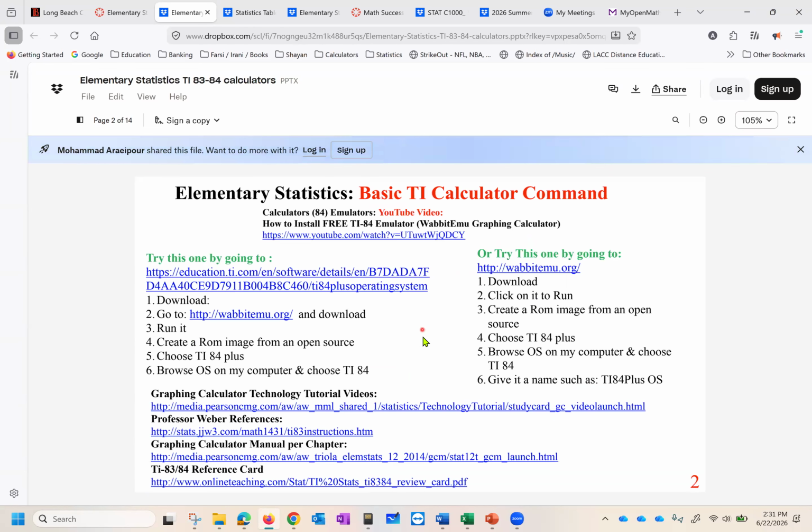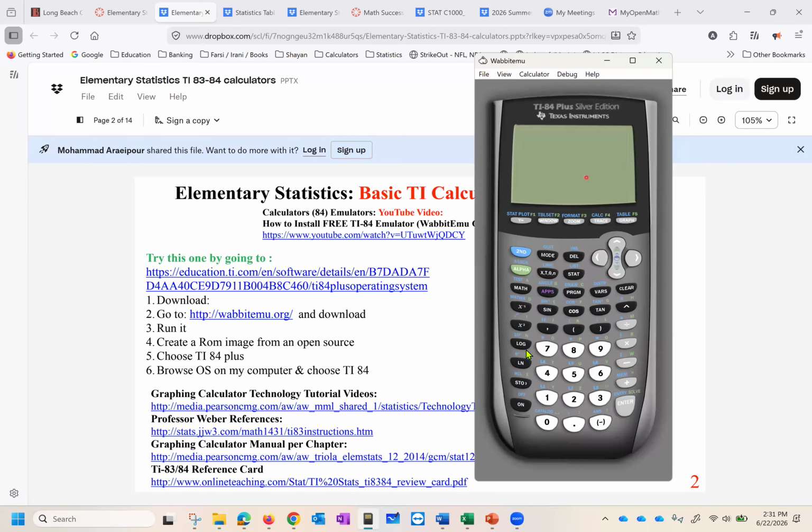On this page, you have various calculators as it was given to you in the syllabus. Also, a possibility of downloading an emulator if it works, and sometimes it doesn't. It'll look something like this. I don't know if you can see that, but you will get this calculator, everybody.